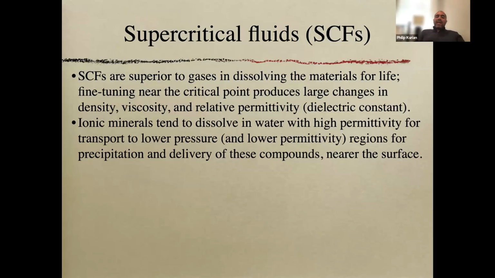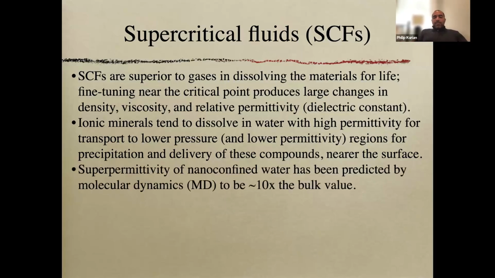So if you take ionic minerals from, let's say, hydrothermal vents or from another source, and you have water with an extremely high dielectric or a high relative permittivity, you can then transport those materials to a lower pressure or lower permittivity region, depositing or precipitating these compounds nearer the surface, which can then allow UV photochemistry to take place.